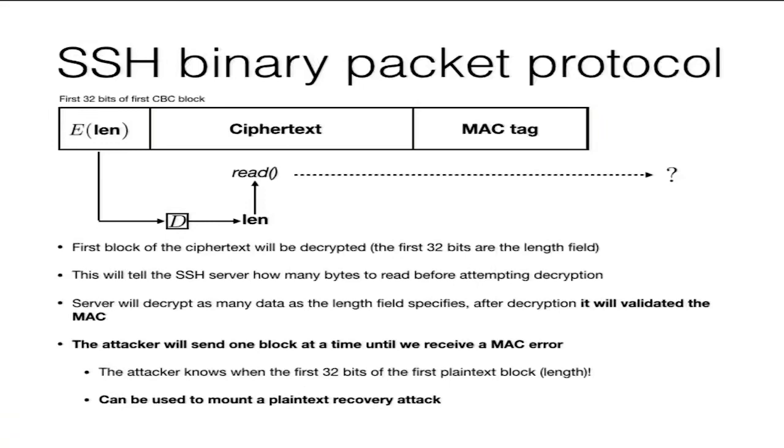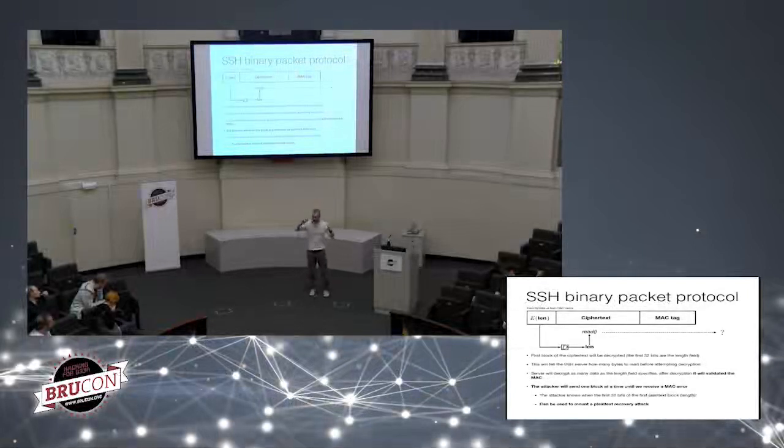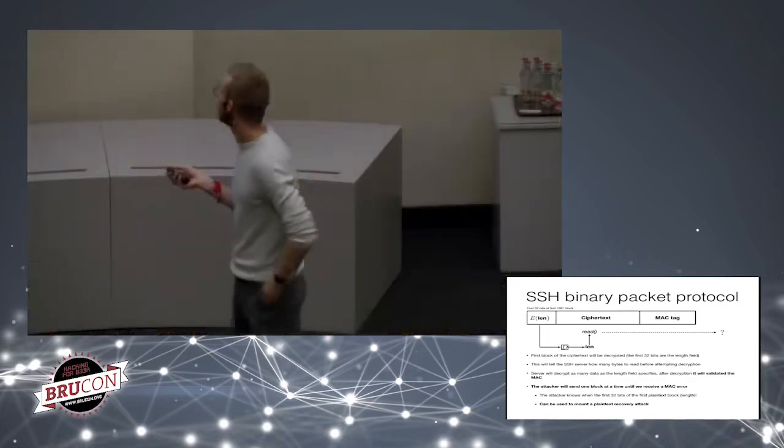So an SSH server, a previous version, will first decrypt the first block. From that, it will get the first 32 bits, as in the length. That information is then used to know how many other blocks should be read. And then when the whole ciphertext has been read, we can perform the decryption, and then we have back the plain text, and then we can verify the MAC. Because if you remember, the MAC was computed on the plain text and on the ciphertext.